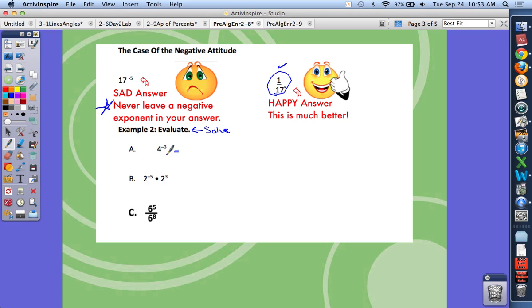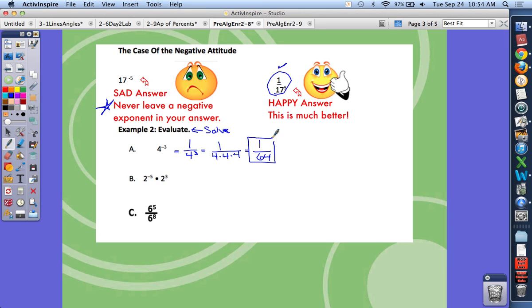Negative exponent, write it under 1. Keep the whole power, but change this to the opposite. Now evaluate it. Now actually solve it. 4 cubed is 4 times 4 times 4. What number is that? 4 times 4 is 16. Times 4 is 64. So 1/64th is your answer here. You don't have to make it a decimal. You can leave these as fractions.